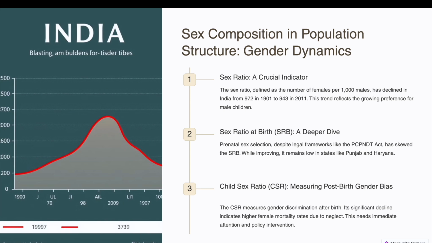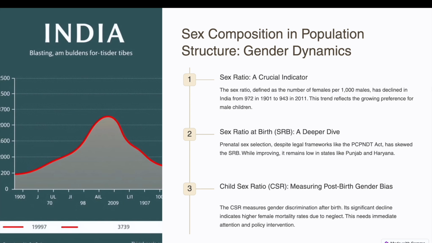In India, there has been a gradual improvement in SRB over the past 6 years, especially in urban areas. This improvement can be attributed to better access to diagnostic centers in cities, although urban areas still experience a lower SRB compared to rural areas. States such as Maharashtra, Jammu and Kashmir, Rajasthan, Delhi, Uttar Pradesh, Punjab, and Haryana report alarmingly low SRB, while Chhattisgarh, Kerala, Karnataka, and Odisha have SRB values above the critical mark of 950 females per 1,000 male births.